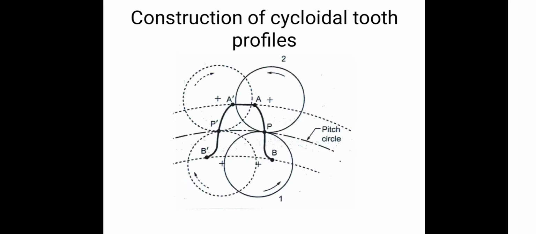Above the pitch line of the gear profile, it is an epicycloidal curve. Then below the pitch line circle, it is a hypocycloid curve. Using that, we can create the gear tooth profile. It is the cycloidal profile, a combination of hypocycloid and epicycloid.